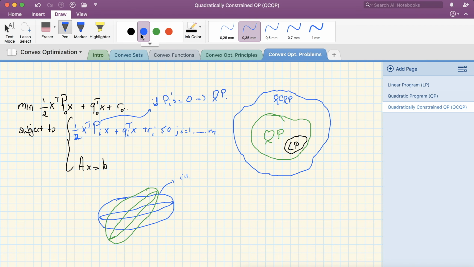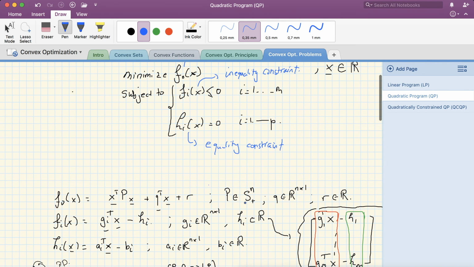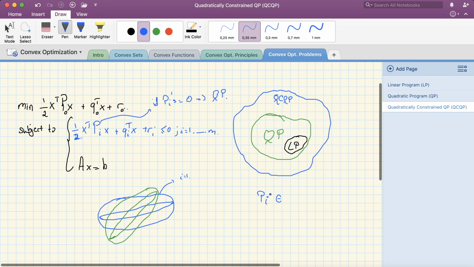So, in other words, all your PIs, of course, including P0, because that's already mentioned in the quadratic program formulation, you said that P should be in S plus N. Well, now all your PIs should be in S plus N.